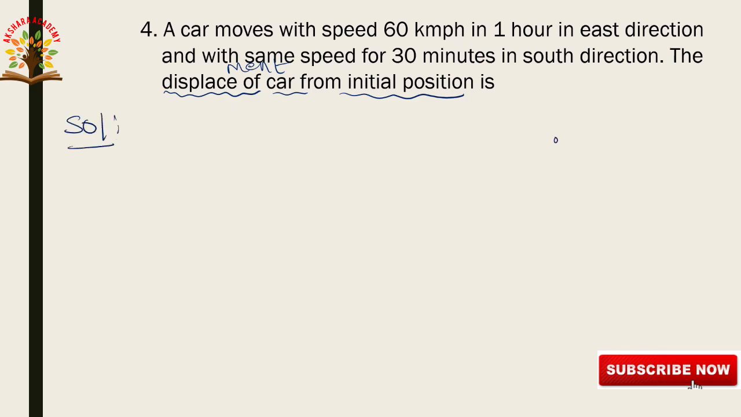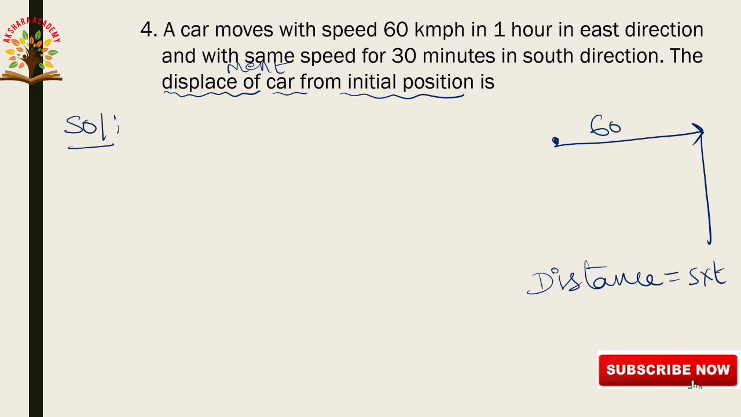Suppose this is the starting point, and from here to here a car moves 60 kilometers in 1 hour, and next it turns to the south direction for 30 minutes. 1 hour, 60 kilometers. Distance is equal to speed into time, 60 into 1 hour. Speed is how much? 60. Time is 1 hour. So 60 kilometers.